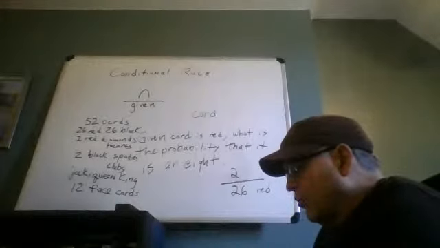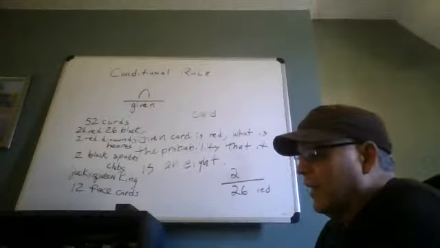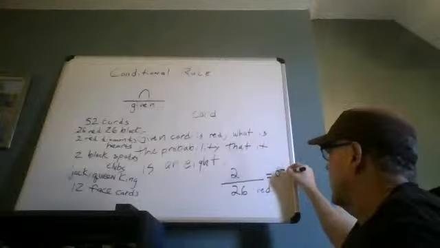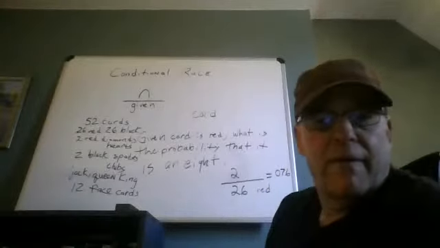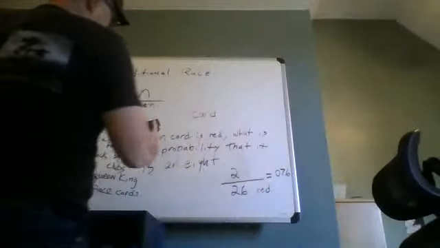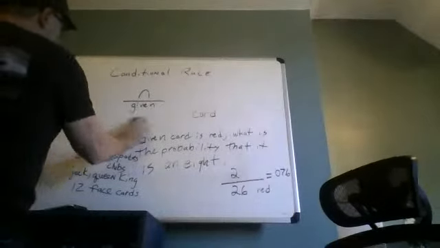2 divided by 26 is about 7.6%, 0.076. Okay, so that's one. Let's do some more, just so we all feel like we've got it really well. I'm going to erase the board now, other than the rule, and let's do some more.